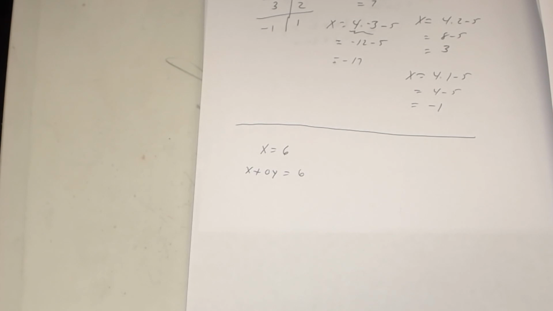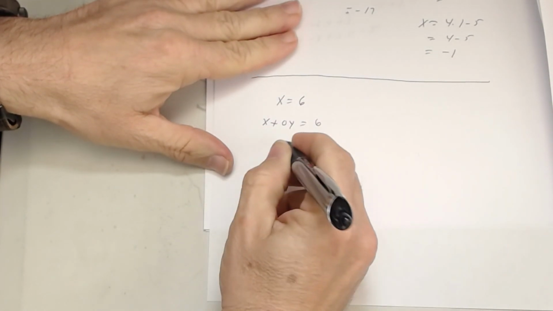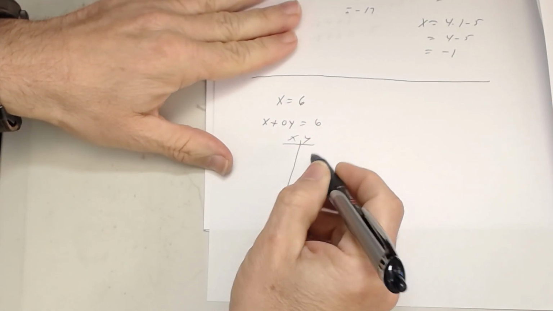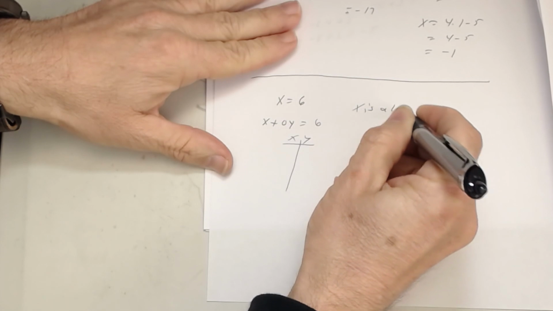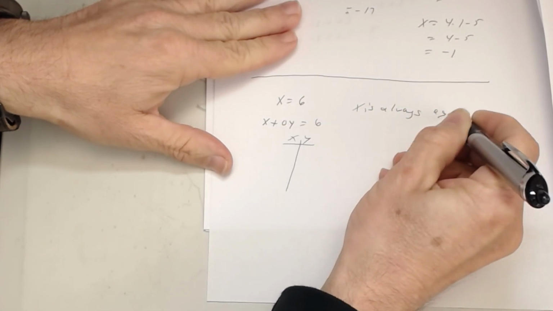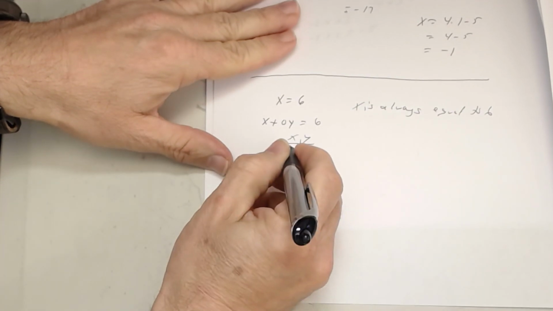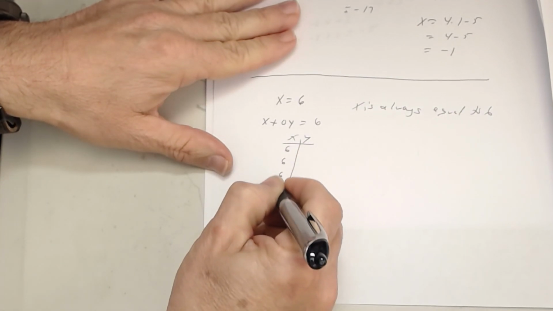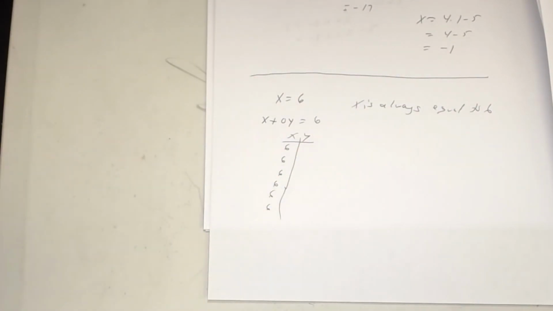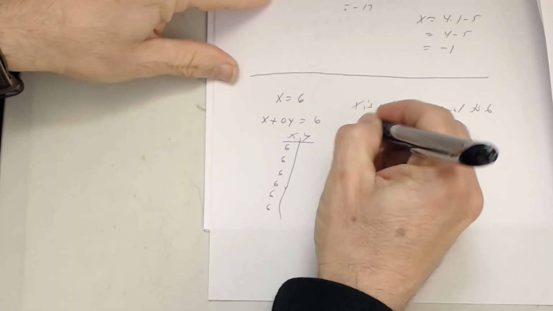So if you recall, mentally, think about this. If you recall, what I did was I drew a t-table, and I said this. X is always equal to what? That's what I said. And so that means that along this x column, I'm always going to have what? 6. Nothing else. Because this says x has to be what? 6. No matter what y is.